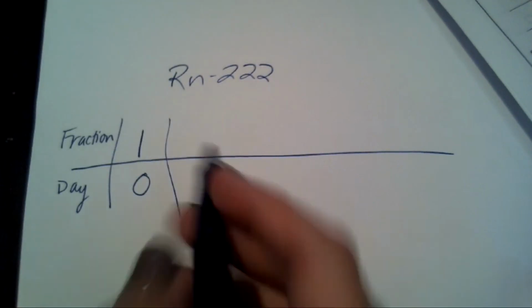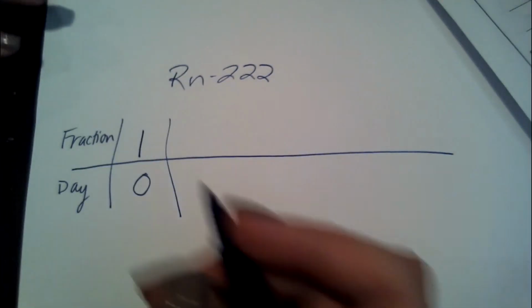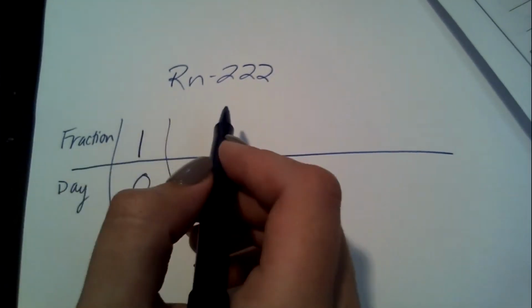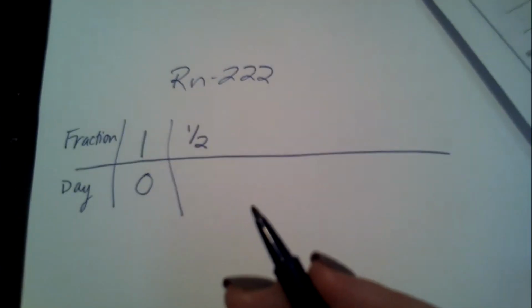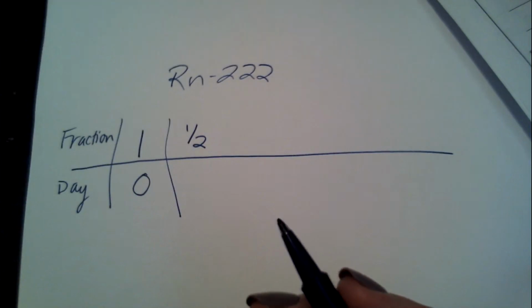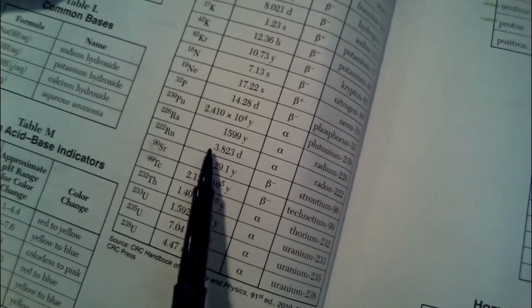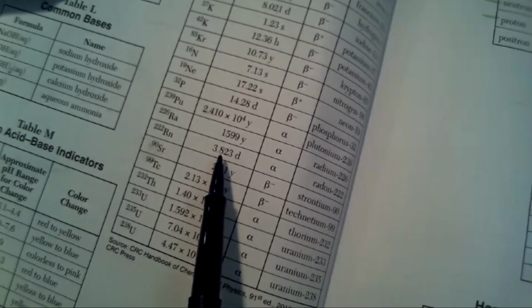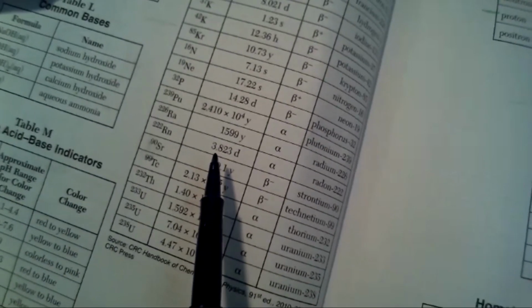And then the fraction is going to cut in half over each half life. So I'm going to have half of my radon-222, and I'm looking it up on table N. Radon-222 decays at a rate of 3.823 days. So after 3.8 days, half of my radon is still there, and half of it decayed and turned into something else. Does that make sense?